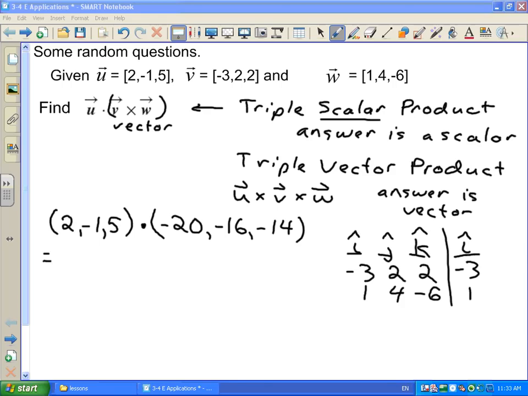And then we do the dot product of these two things. We multiply our corresponding components and then total them all up. So 2 times -20 gives us -40, plus -1 times -16 gives us 16, and then 5 times -14 gives us -70. So -40 plus 16 minus 70 gives us -94. And that would be the triple scalar product of those three vectors. And as we expected, our answer here is simply a scalar.